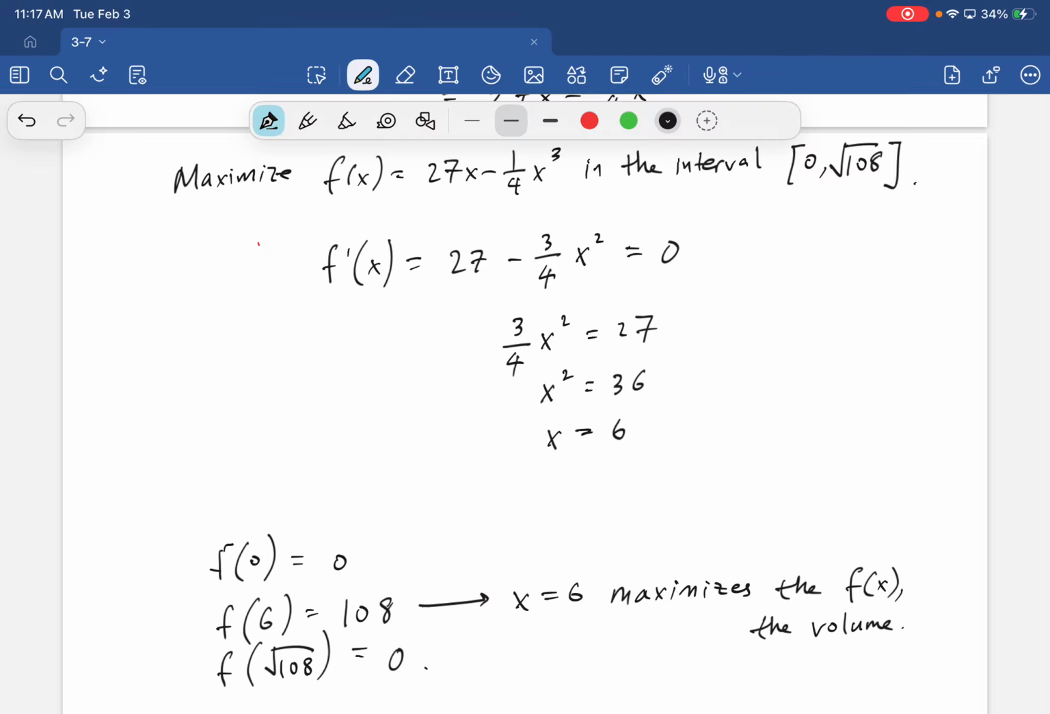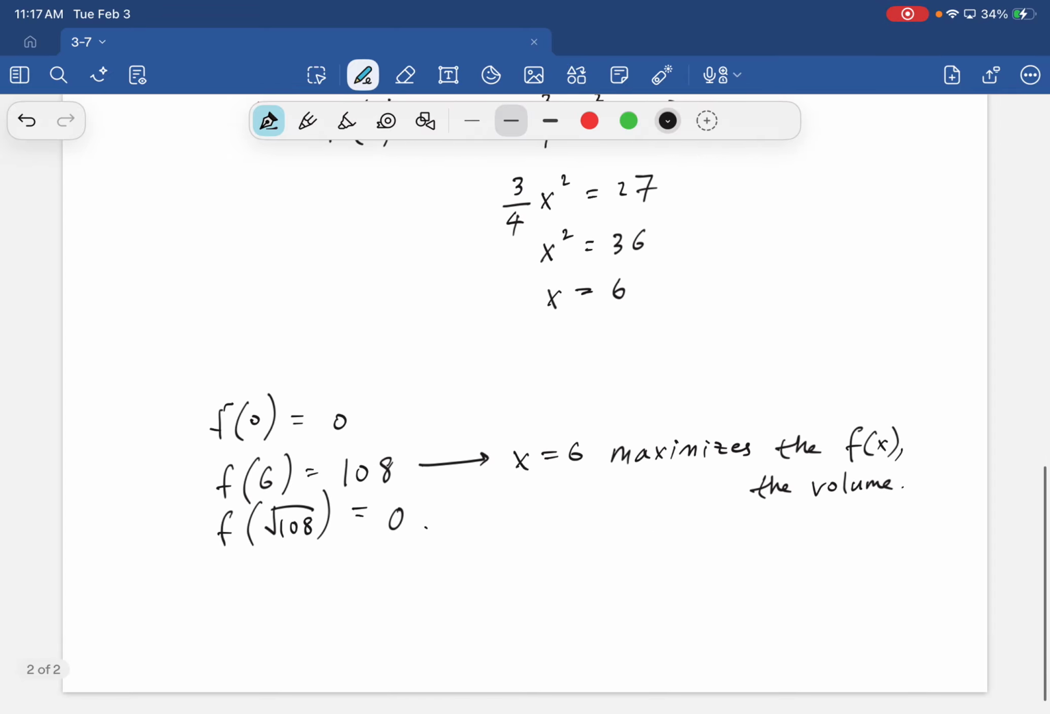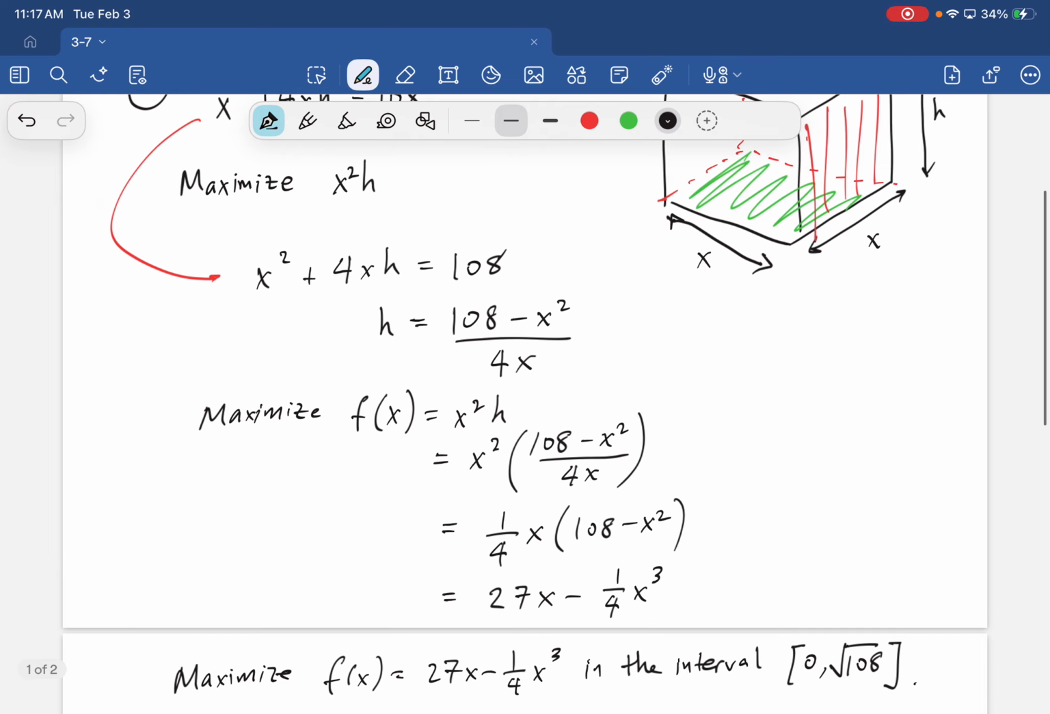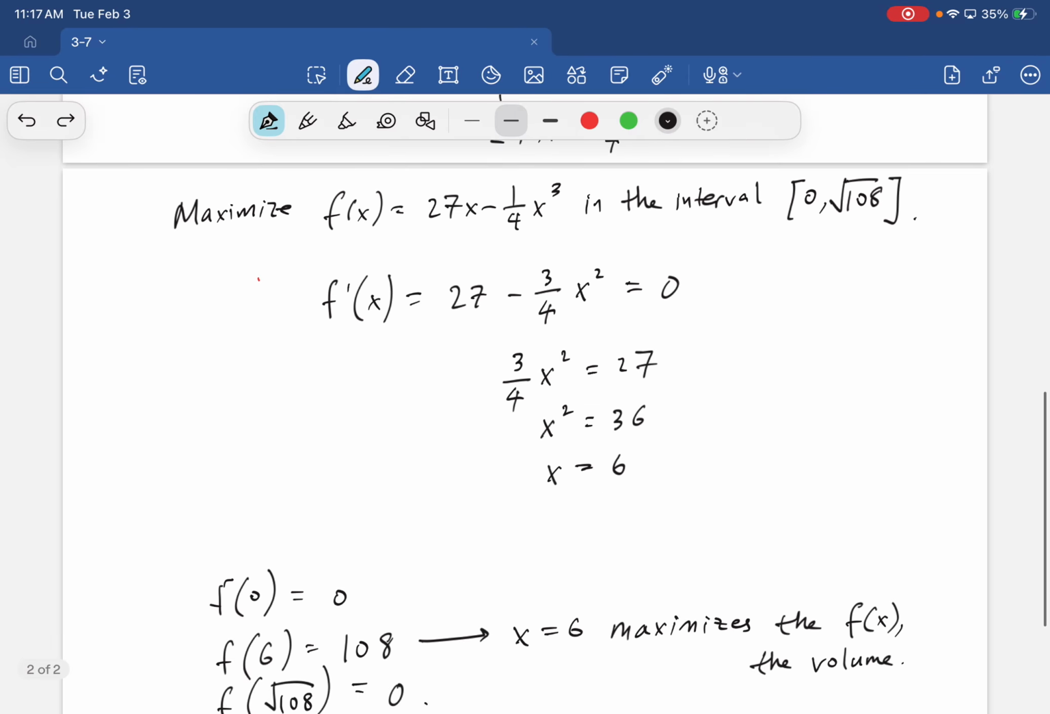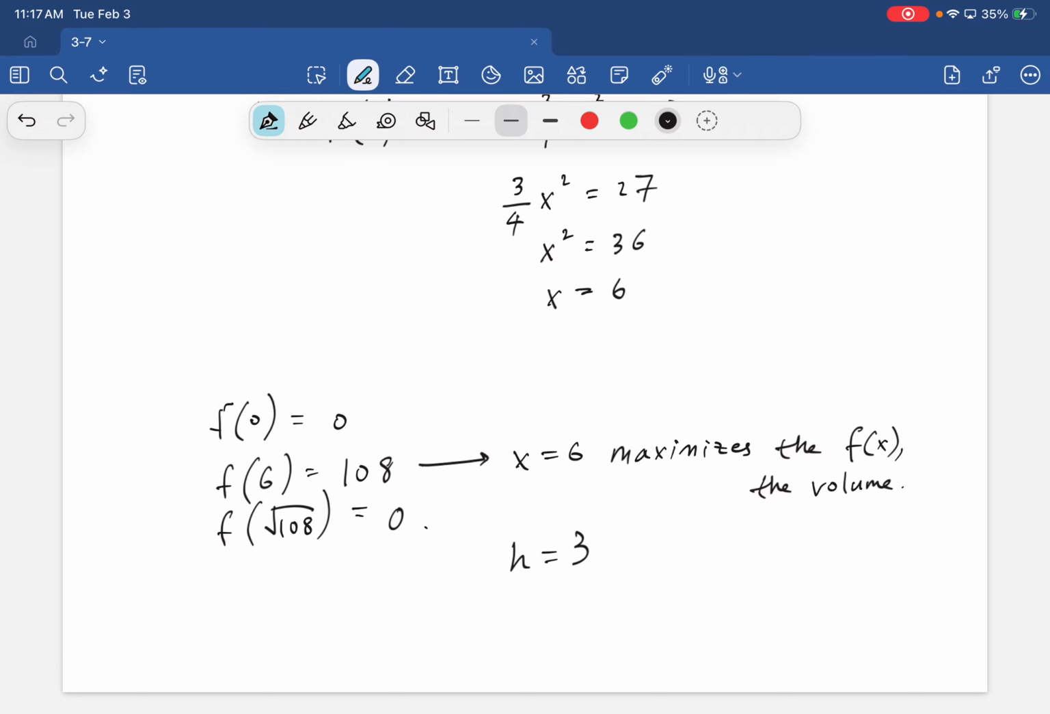Okay, the reason why it's 1 is because otherwise the wire used would exceed 4 feet, right? We're only using 4 feet of wire. So the feasible domain for x is [0, 1]. We're restricted to within that domain, so we're trying to find the maximum of f of x within the domain [0, 1].